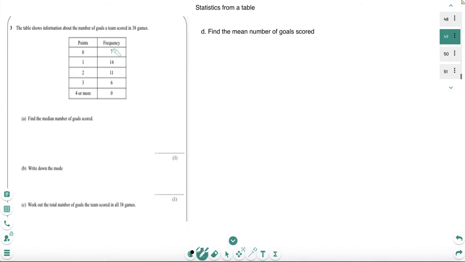Basically in 7 games they scored 0 goals. In 14 games they scored 1 goal. 11 games they scored 2 goals. 6 games they scored 3 goals, and 0 games they scored 4 goals or more.